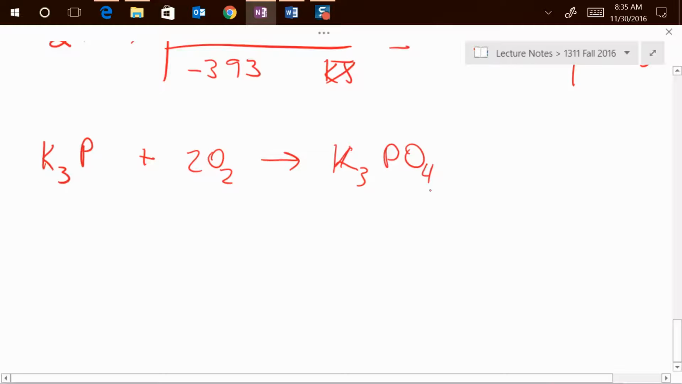Okay, so K3P plus O2 produces K3PO4. So we want to identify what has been oxidized and what has been reduced, right?